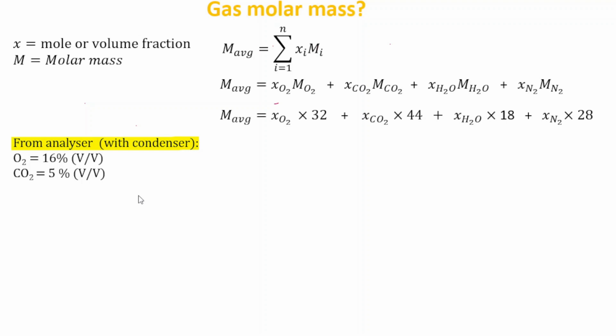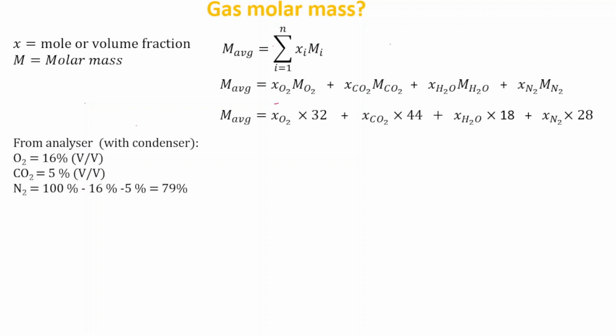So we know that all the gases together should add up to 100% with the water removed. Therefore, the nitrogen concentration is 100% minus the 16% for the oxygen minus the 5% of the CO2, and that gives us 79% for the nitrogen. Okay, so now we know the dry gas composition.